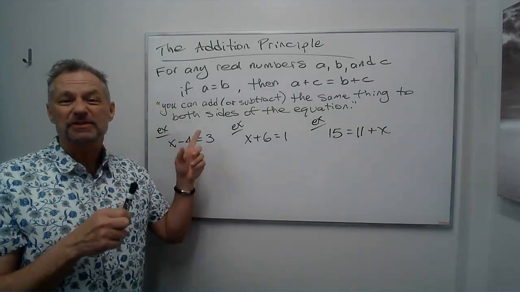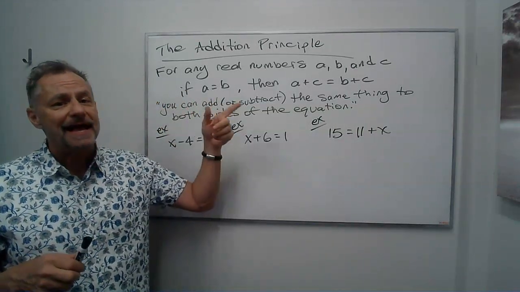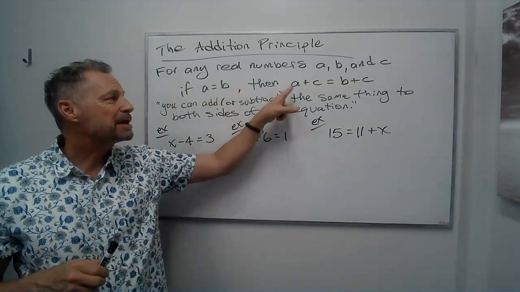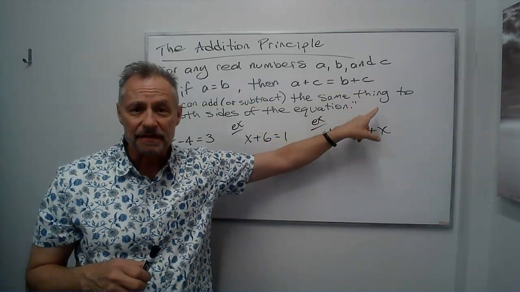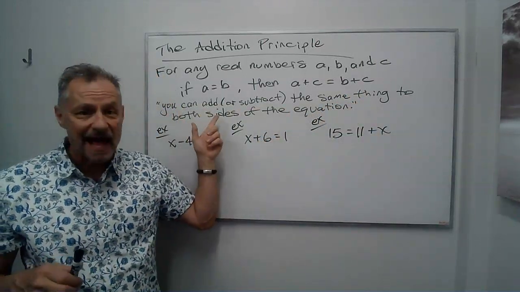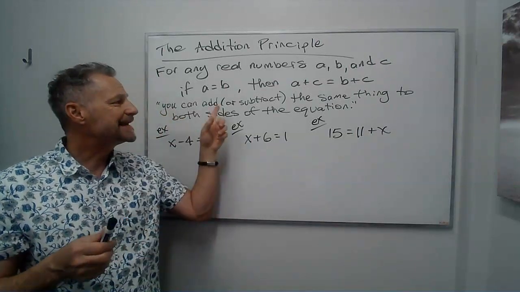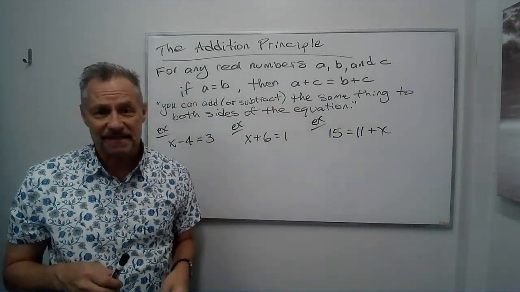Basically, the addition principle says for any real numbers a, b, and c, if a equals b, then a plus c equals b plus c. In other words, we can add or subtract, because remember subtraction is addition of the opposite. So we can add the same thing to both sides of the equal sign.